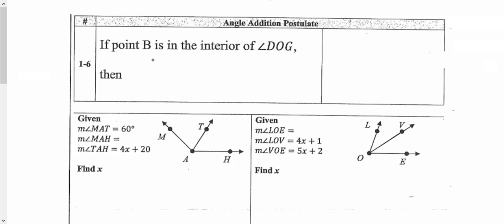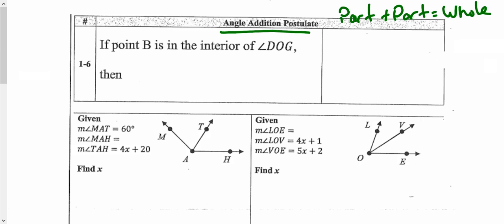So now let's take a look at this. It says if point B is in the interior of DOG, and this is angle DOG, then what? Now we're talking about the angle addition postulate. So the segment was adding two parts, which were segments, to equal another segment. So you can hypothesize that when we're doing the angle, we're going to be doing, again, the part plus the part equals the whole, but these are going to be in terms of angles.